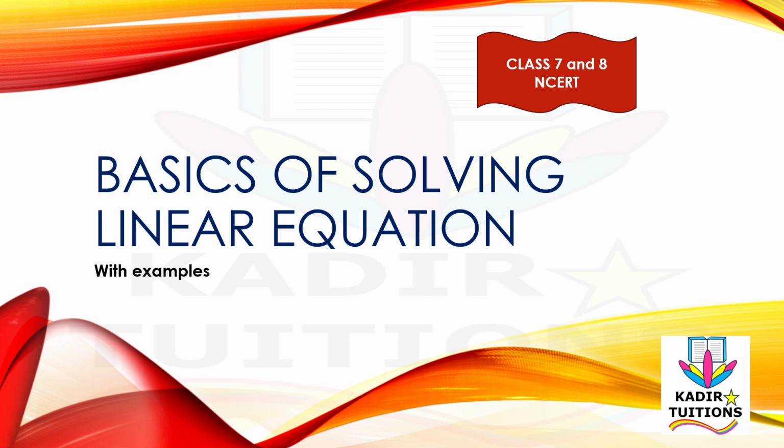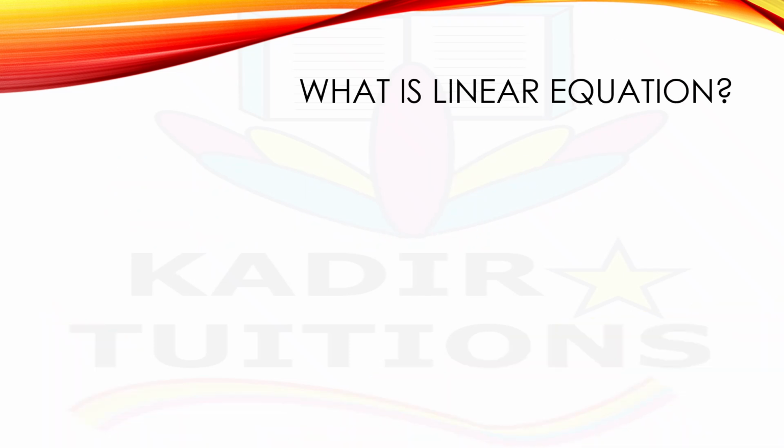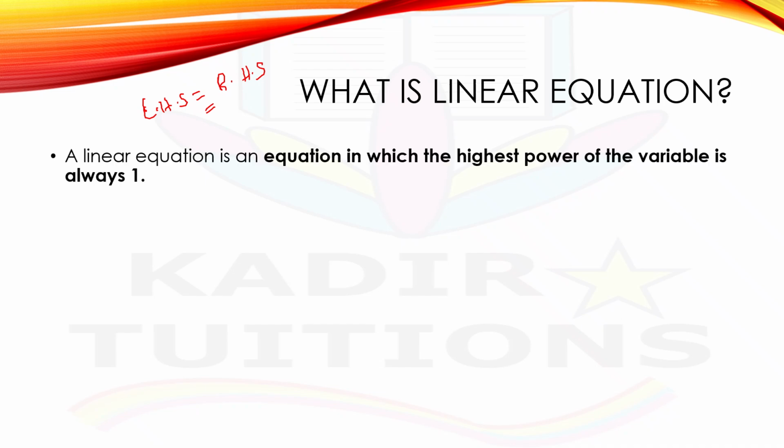In this video, we are going to see the basics of solving linear equations with some examples. Let's see what a linear equation is. As the name suggests, this is an equation which has an LHS and RHS separated by an equal to symbol. But why I'm giving the name linear equation is because it will have a variable term, and the highest power of the variable needs to always be 1. Then only we can say that's a linear equation.